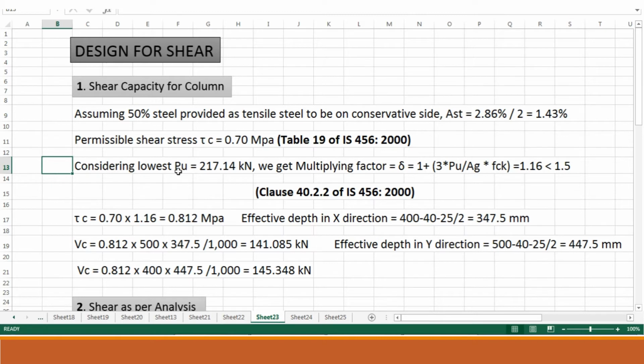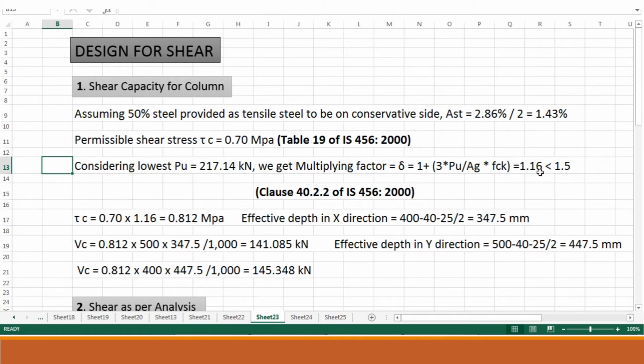Considering the lowest PU, where the value of PU is 217.14 kN, we get the multiplying factor delta as per IS 456 clause 40.2.2, which is equal to 1 plus 3 PU divided by AG into FCK, and this value would be 1.16.